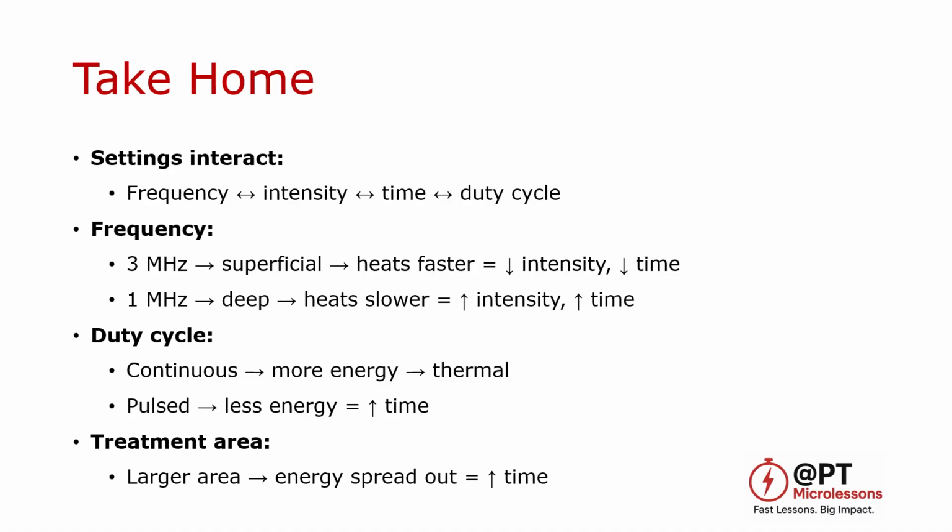Frequency affects how quickly tissue heats and at what depth, which then influences the intensity and treatment time. 3 MHz targets superficial tissues and heats more quickly, so it typically requires lower intensity and shorter treatment times. In contrast, 1 MHz targets deeper tissues, heats more slowly, and often requires higher intensity and longer treatment times. Duty cycle also plays a role.